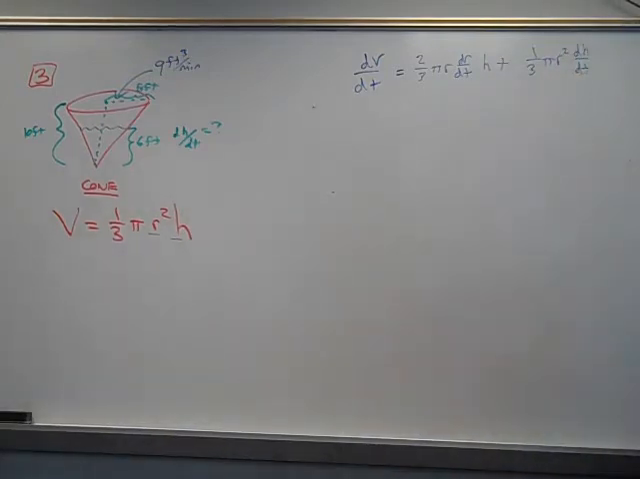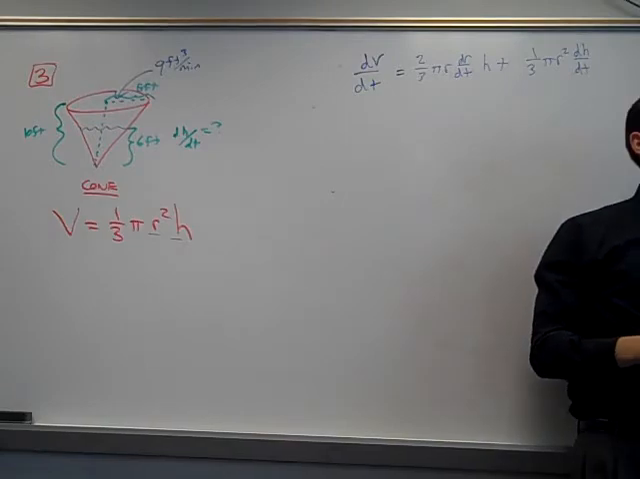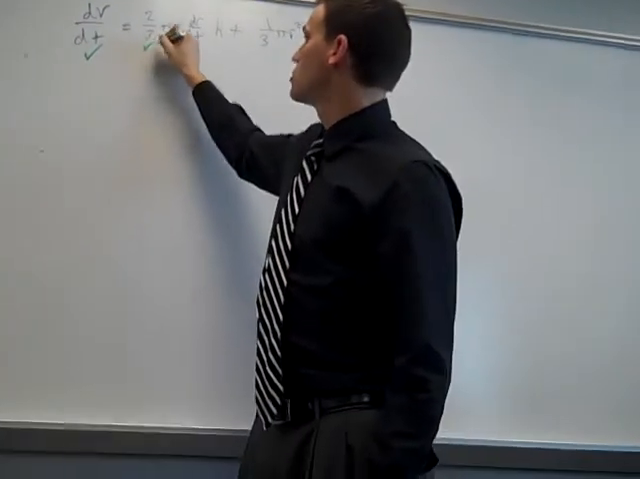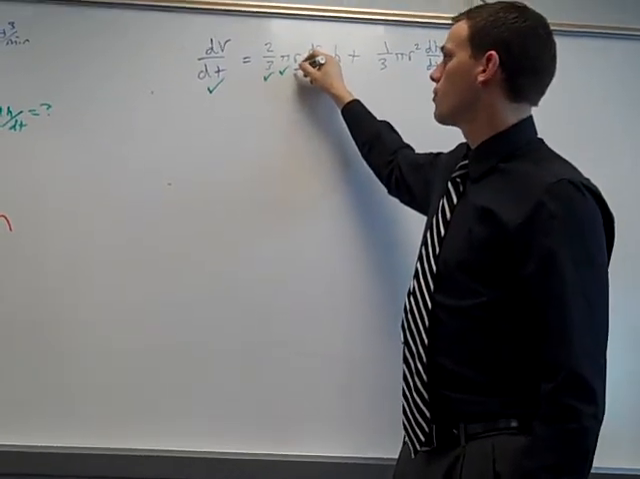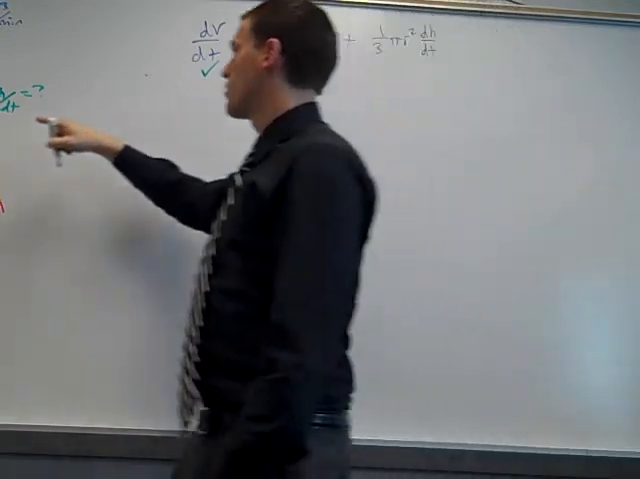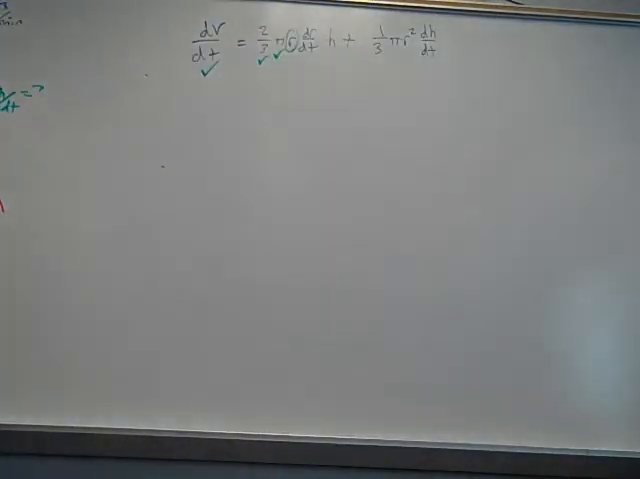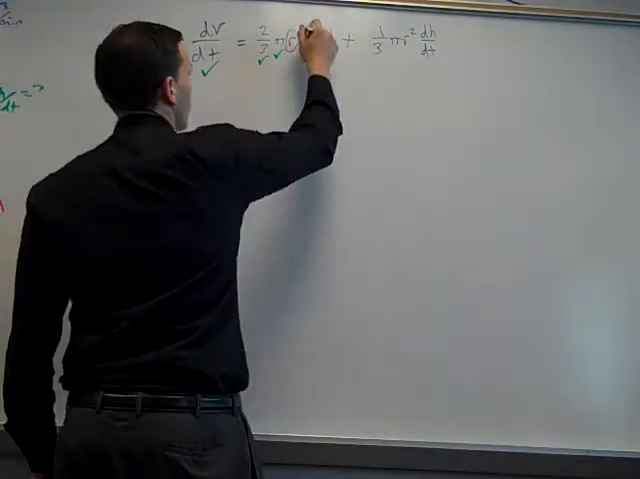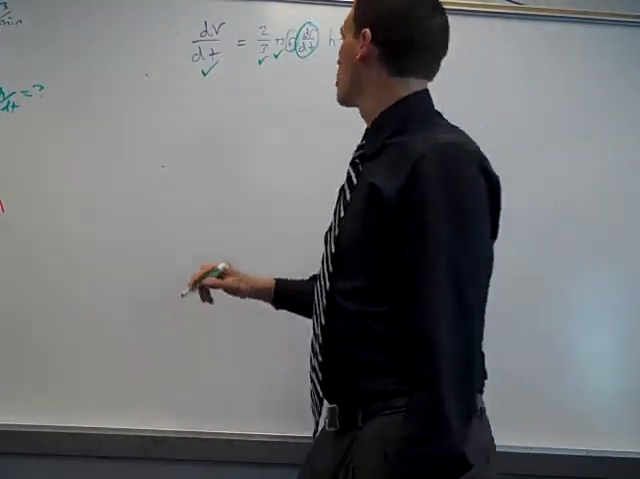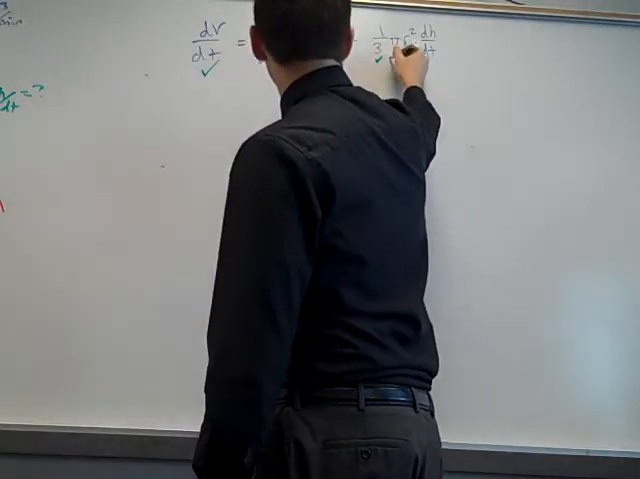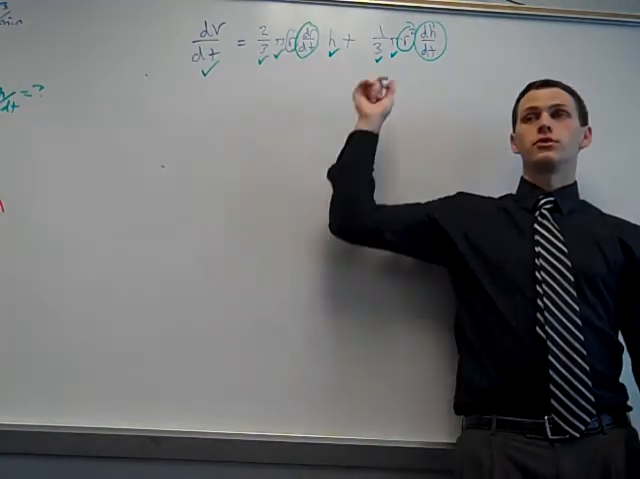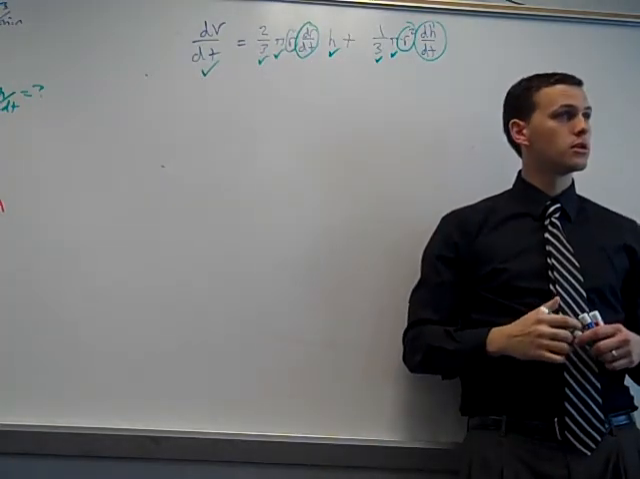I'm going to show you how this is not going to work out. We know dV/dt. We know 2/3. We know pi. Do we know the radius? No, at this moment we don't know the radius. Do we know the rate at which the radius is changing at that moment? No, we don't know that either. We know h, we know 1/3, we know pi, we don't know the radius, and we don't know dh/dt. We're looking for dh/dt. That's a lot of unknowns, isn't it?